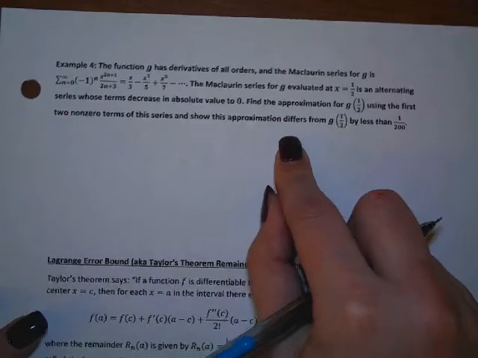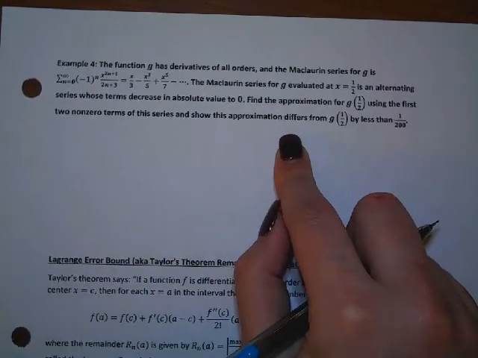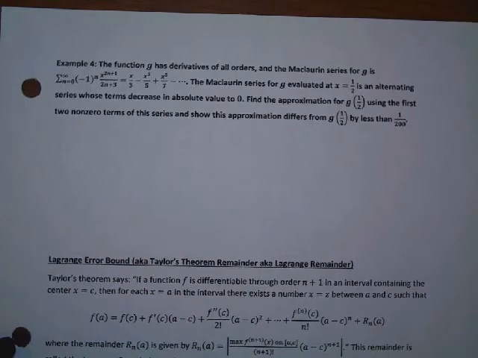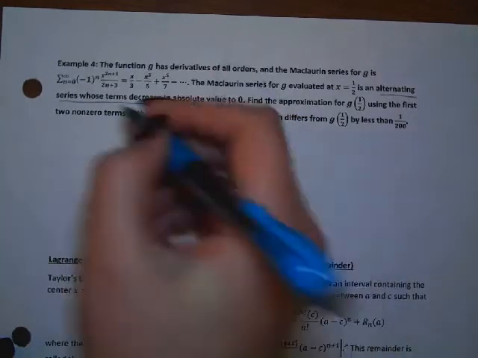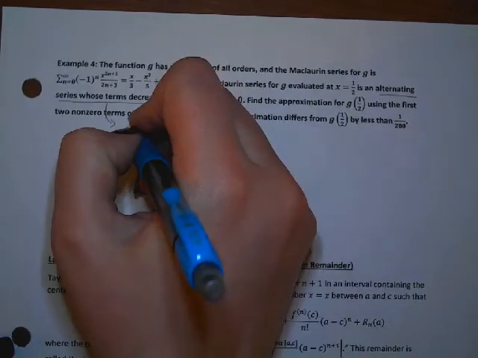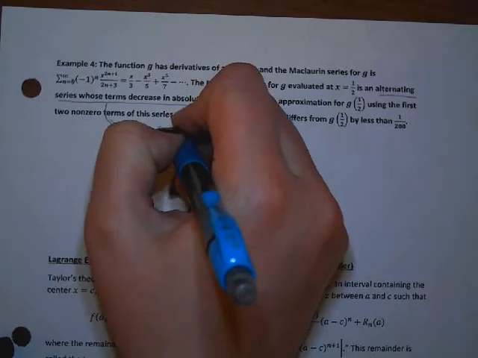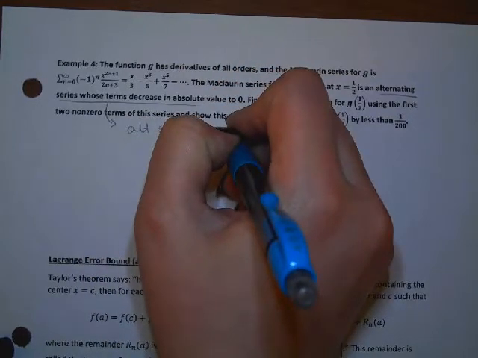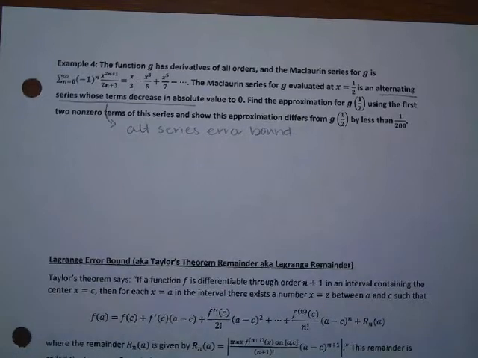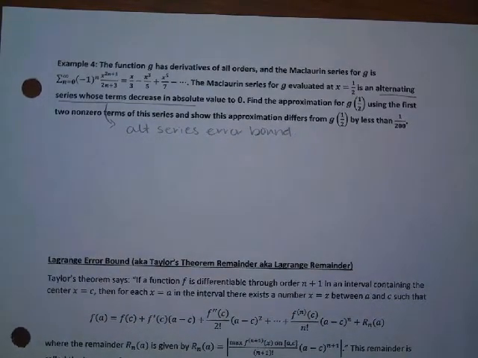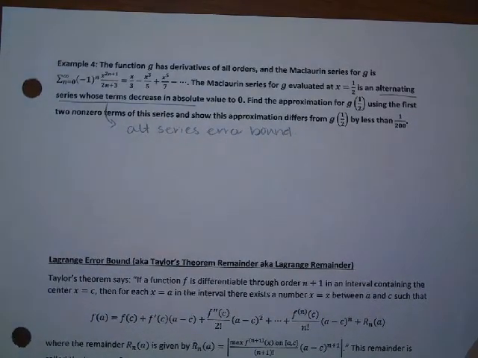So they didn't tell us in the instructions to use the alternating series error bound, but they did tell us that it was alternating and decreasing. So they said alternate and decrease. And so because of that, we're going to use the alternating series error bound. Which we would have assumed because that's the topic for today, but we're going to learn another error bound later.